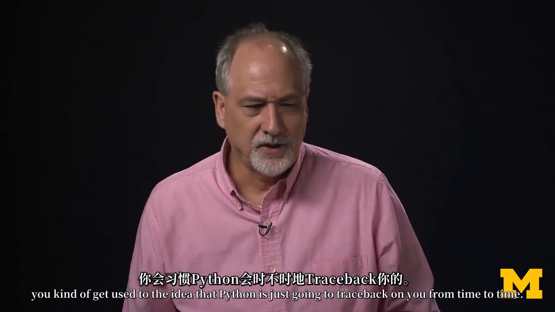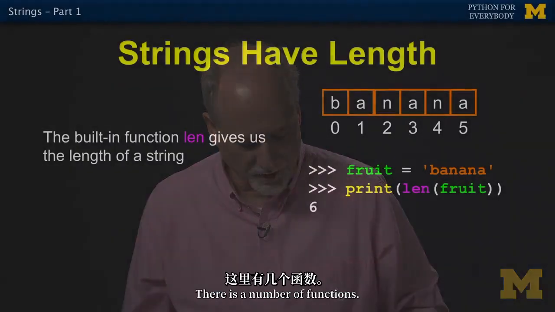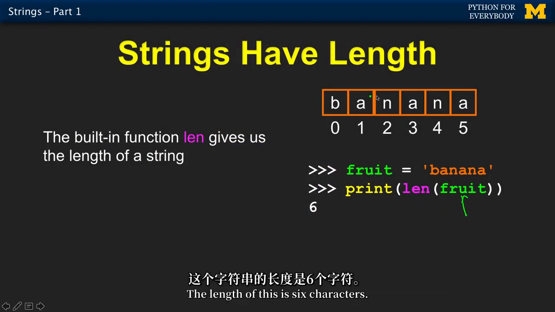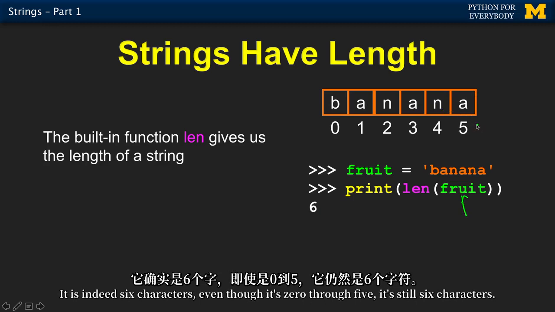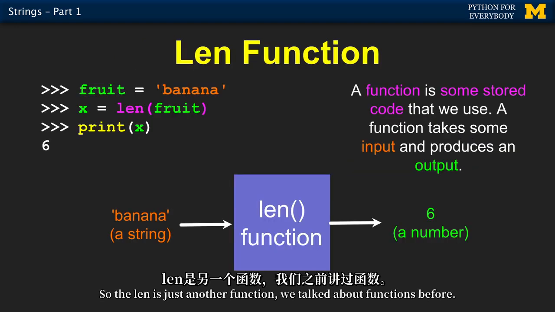After a while, you kind of get used to the idea that Python is just going to trace back on you from time to time. There is a number of functions. We can pass a string into the len function, and we can get the length. The length of this is 6 characters. It is indeed 6 characters. Even though it's 0 through 5, it's still 6 characters. So the len is just another function.